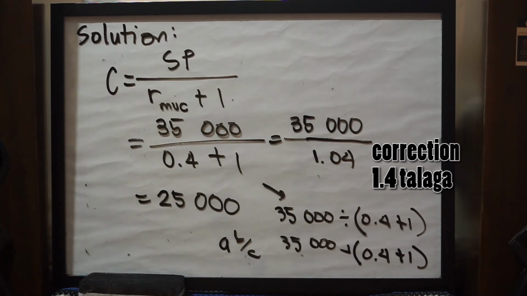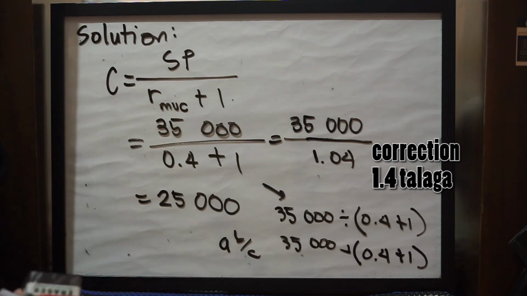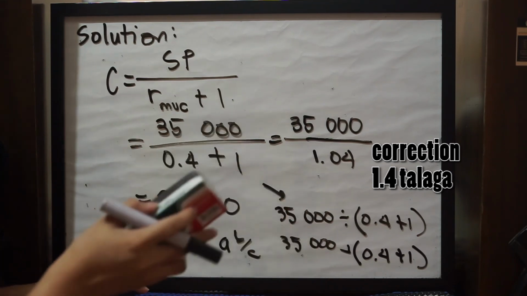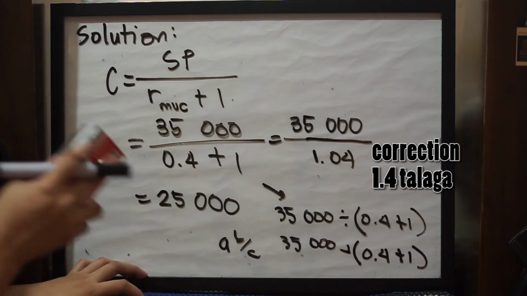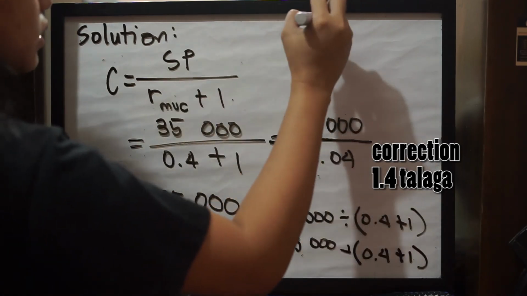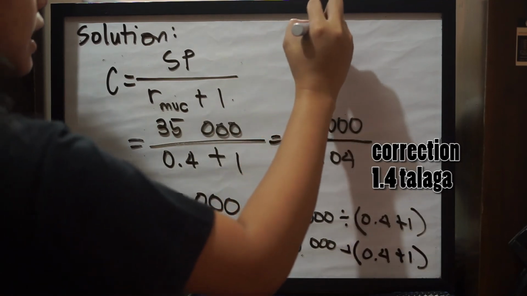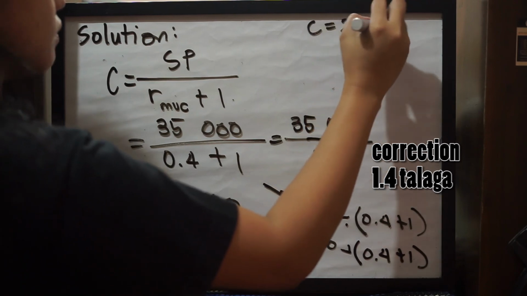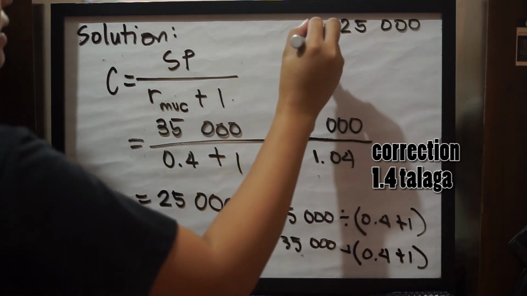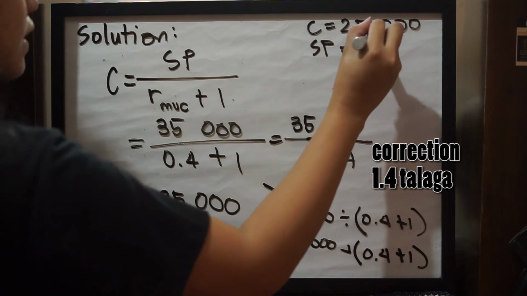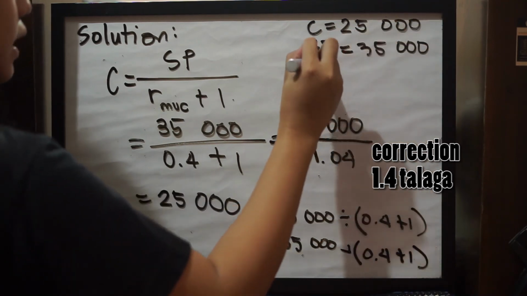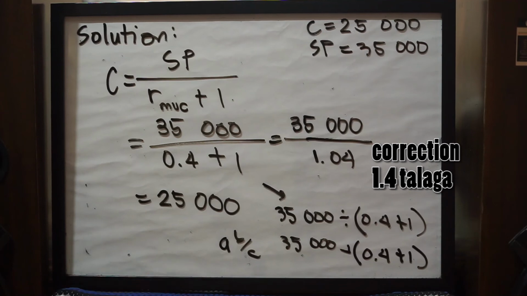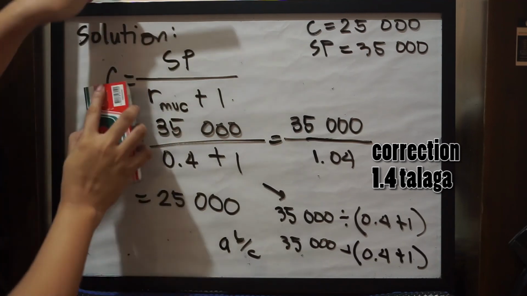So, ayan, ganun lang. Next, meron na tayong cost. Pero hindi pa tayo tapos mag-solve, kasi wala pa tayong rate of markup based on the selling price. So, i-take note na lang natin dito. Buburahin ko na kasi hindi nakasya sa aking mahiwagang blackboard or glassboard pala. 25,000 ang ating cost. Ang selling price natin ay 35,000. Tapos, hindi na natin kailangan yung rate of markup based on cost. Kinailangan lang natin siya para magkaroon tayo ng cost.